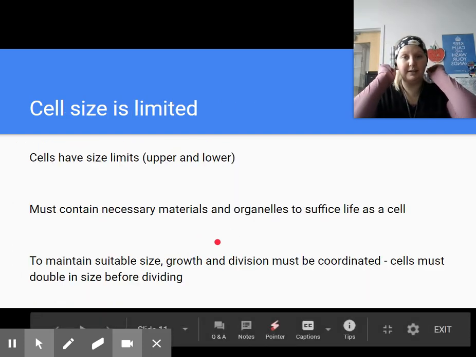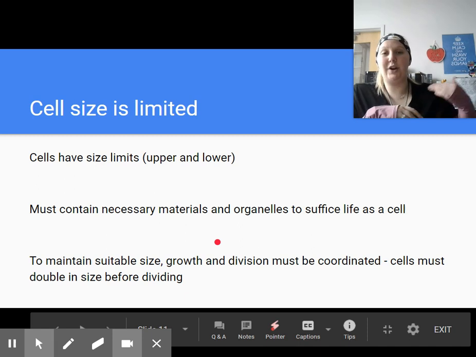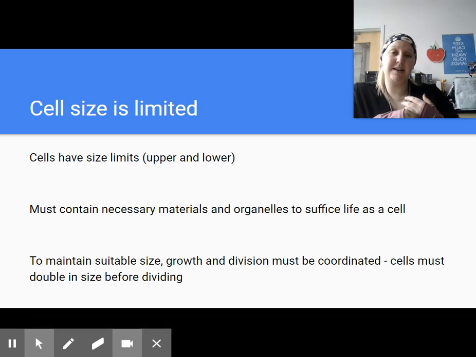Cell size is very limited. Cells have both upper and lower limits for their size, which means they can't be too big, but they can't be too small. Every cell must contain all necessary materials and organelles in order to sustain life as a cell. And that doesn't mean that every single cell has every single organelle. Red blood cells don't contain a nucleus once they mature because they need more room to do their job.